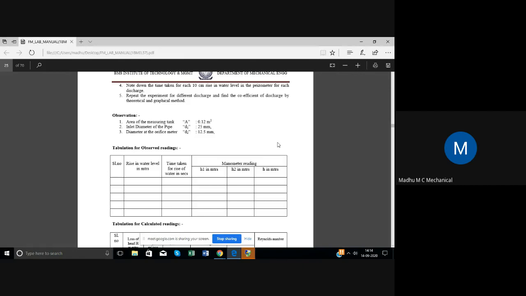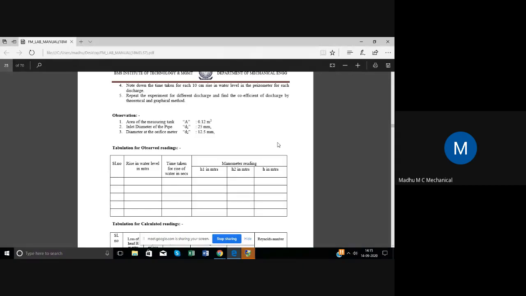Serial number 1. Rise in water level 10 centimeter or 0.1 meter. Note down. 10 centimeter or 0.1 meter. Next. Time taken for rise of 10 centimeter of water is 39 seconds.